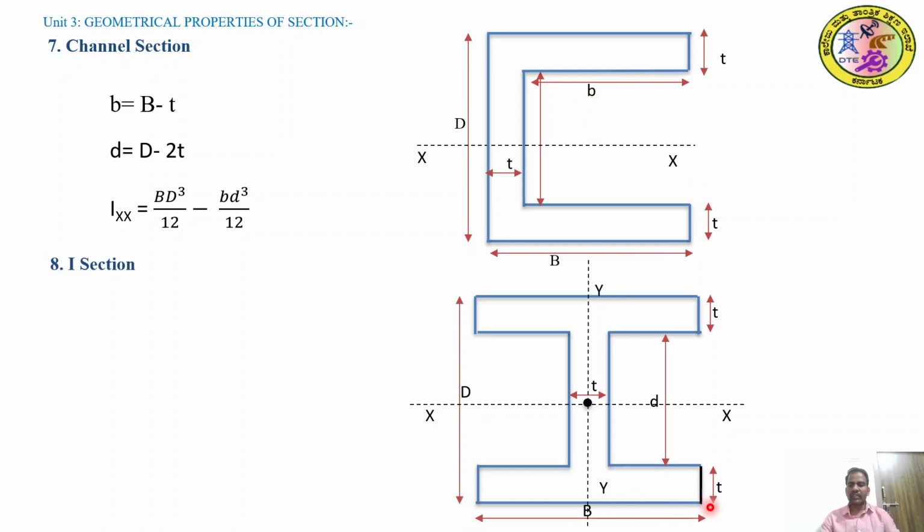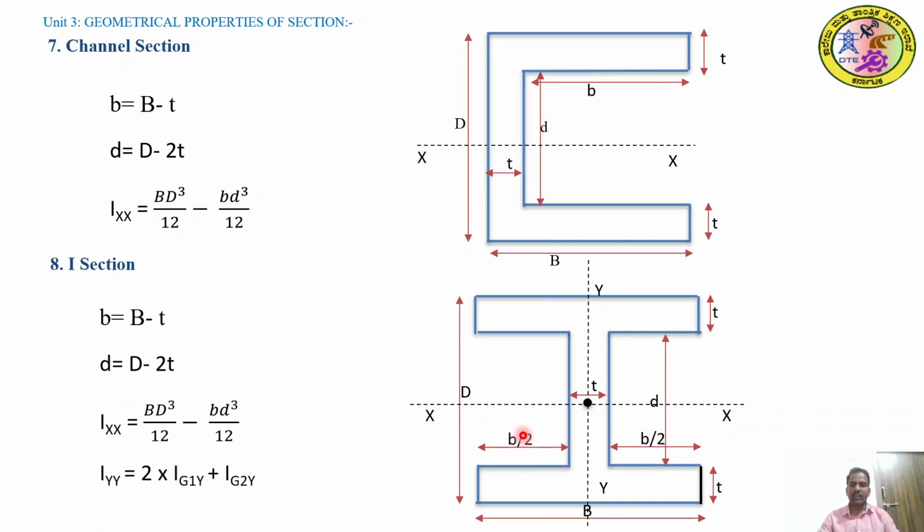The width of the I section is capital B and the total depth is capital D. Within that, smaller portions of width b by 2 on each side, with a depth d, are removed. If you look at the I section, you can see that if you move the web to the end of the I section, it looks like a channel section. Therefore, here also the same formula applies. Ix is BD cube by 12 minus small b d cube by 12.